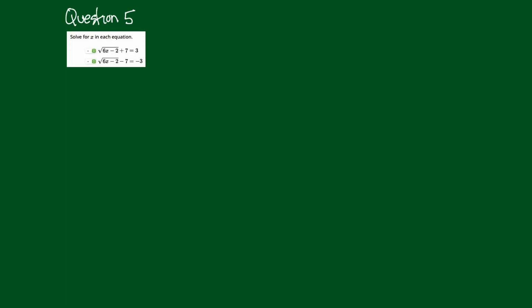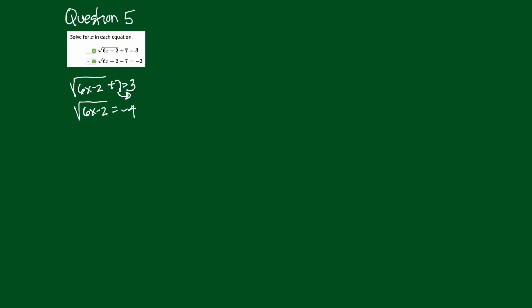Question 5, well, let's see. We're supposed to solve for x in each one of these equations. So let's start with that top one. I'll start with this one here: square root 6x minus 2, and then plus 7 equals 3. All right, let's isolate that radical. Let's subtract. We'll get the square root of 6x minus 2 equaling 3 minus 7, negative 4.